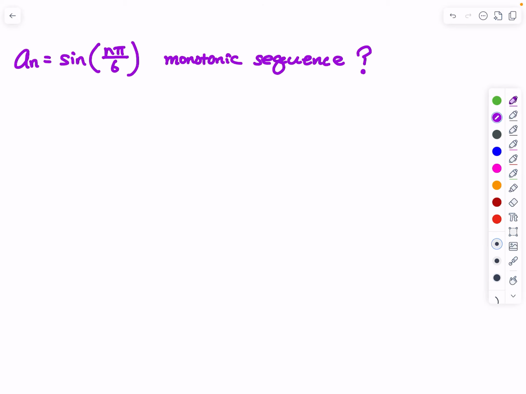Is this a monotonic sequence? Let's find out. To evaluate the values of sine, I would like to use radian mode. Okay, let's write down radian mode.